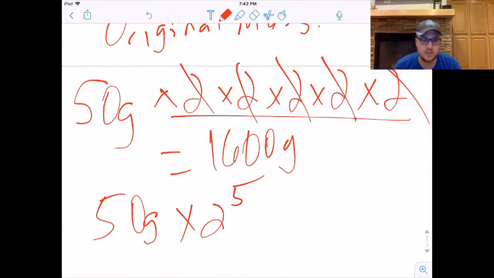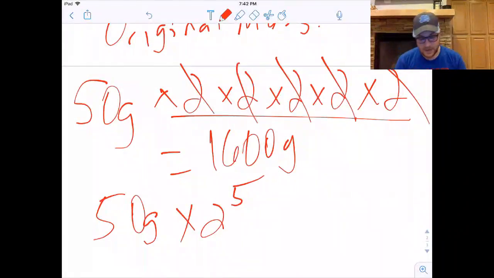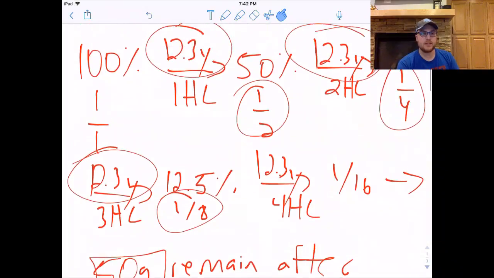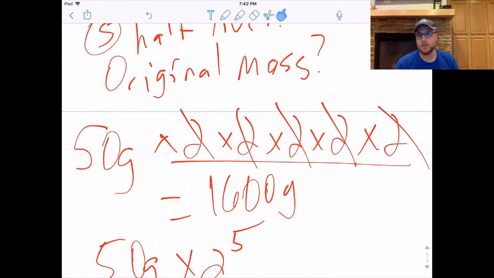If you end with 50 grams, and you went through 5 half-lives, that means you've divided by 2 5 times to get to 50. So then just multiply 50 by 2 5 times to get to where you started. And that's the basic principle of half-life. Take what you start, divide by 2 until you get to where you end. Or take where you end and multiply by 2 until you get to where you start.